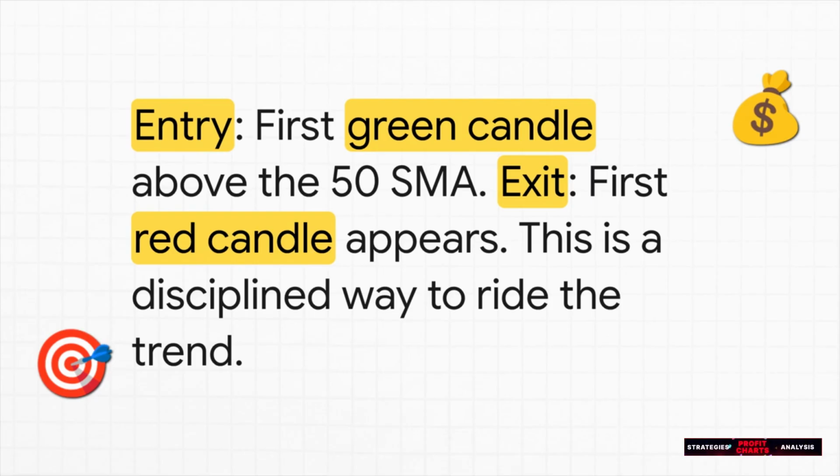Check out this Bitcoin chart. Price is cruising above our 50-period moving average, so we're in buy mode. It pulls back a little, then boom, there's our first solid green Heikin Ashi candle. That's our trigger to get in. Now we just sit back and ride the wave. Green candle after green candle, we're just letting our profits run. And our exit? It's right there. The moment that first red candle shows up, we're out. It's a disciplined way to capture the meat of a move.